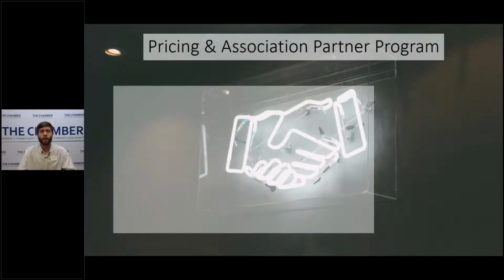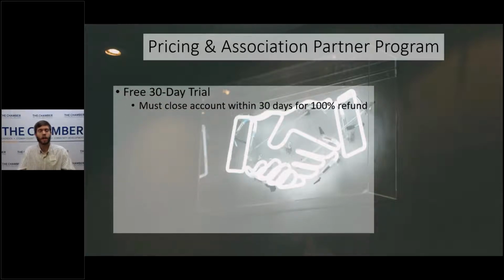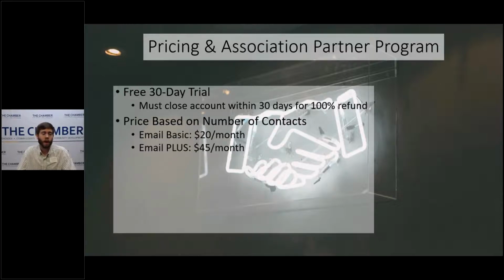So the partner and the pricing and association partner program they have at Constant Contact, of course, with most services, you get a free trial. They've got a free 30-day trial, but you must close your account within the first 30 days to receive a 100% refund if you aren't interested. Their price is based on the number of contacts. The basic plan starts at $20 a month, and the plus plan is about $45 a month.